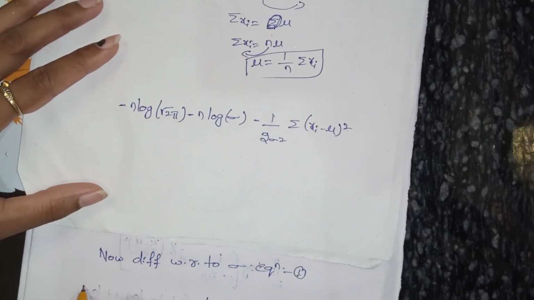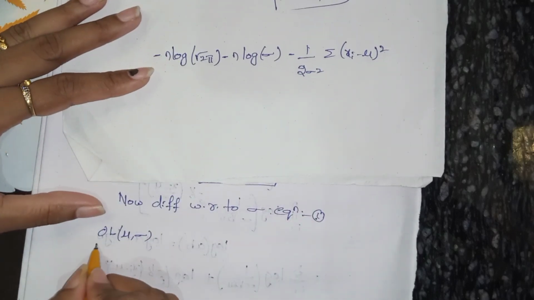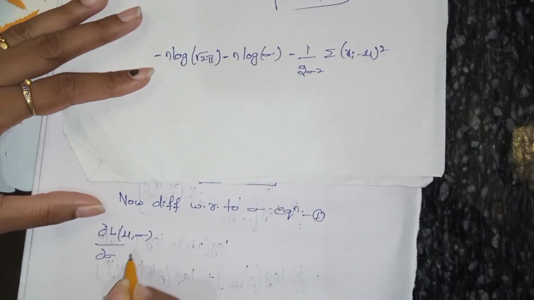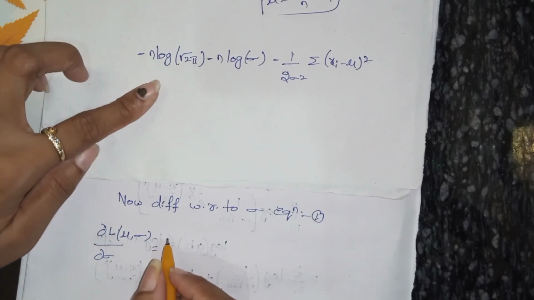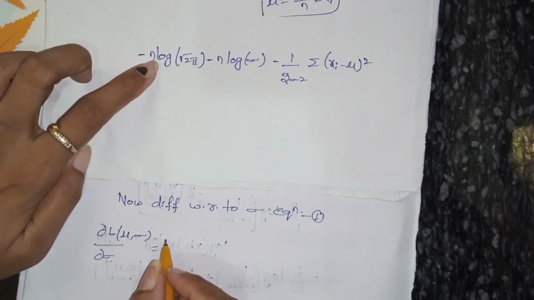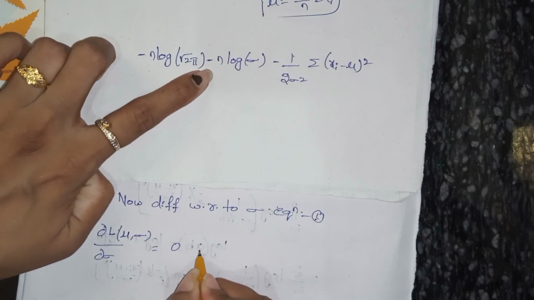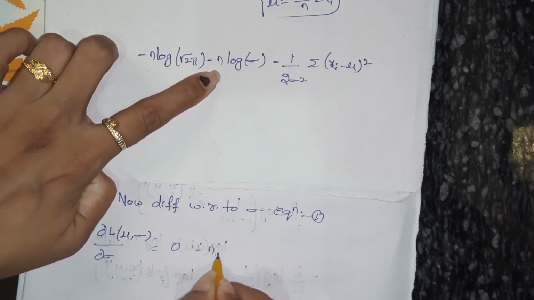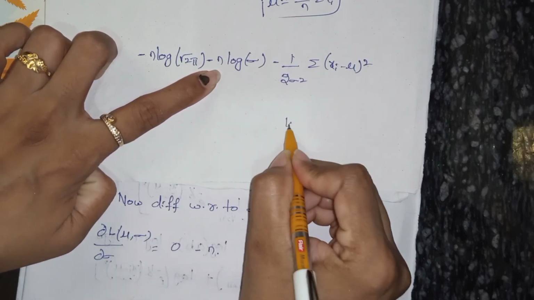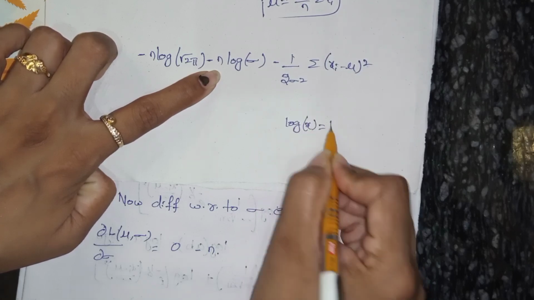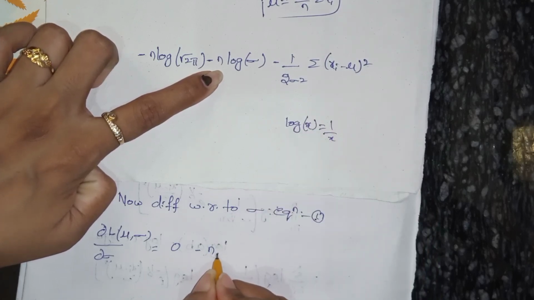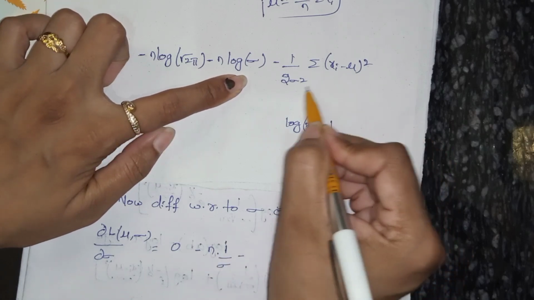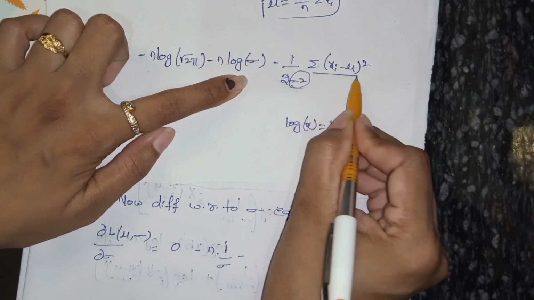See here, dou L of mu comma sigma by dou sigma equals, here if you observe, we are not having any sigma term, so that's why it is 0. Now minus n log sigma. It is in the form of log x. So what is the differentiation of log x? Nothing but 1 by x. So minus n by sigma. Minus, here we are having a sigma term, so this is constant.